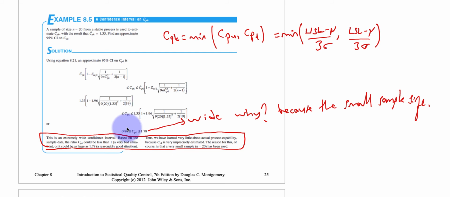This is wide, right? Because on the lower side, the CPK is 0.88. On the upper side, it is 1.78. When the CPK is lower than 1, it is actually very bad for us. It means that we are producing lots of non-conforming products. But on the upper side, it says 1.78, which is a good score for CPK. So there is a very huge range here. So we need to reduce it, and we need to be more careful about the limits on the confidence of the CPK. Okay.